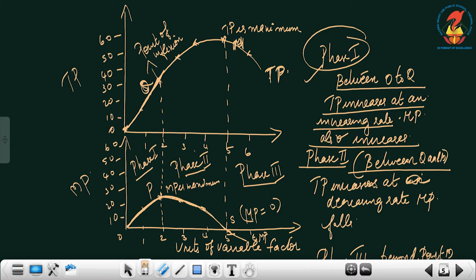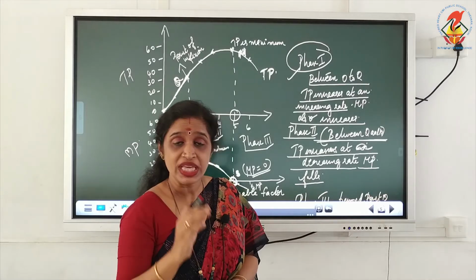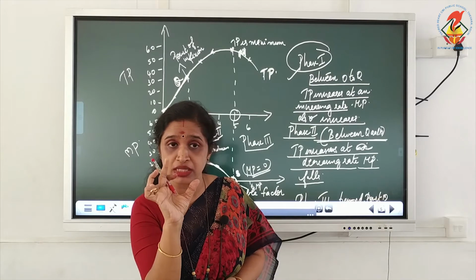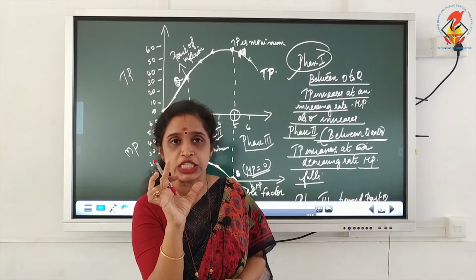Now see, from Q to M, you can find at point M, the total productivity is the maximum, the value 52, and marginal productivity at the fifth unit you can find it is 0, and I have marked it with the letter S. So M is the maximum point of TP and S is the 0 value of MP. So in the second phase, between Q and M, TP increases at a decreasing rate and MP falls and reaches 0. So the second phase is a phase where TP is the maximum and MP becomes 0.